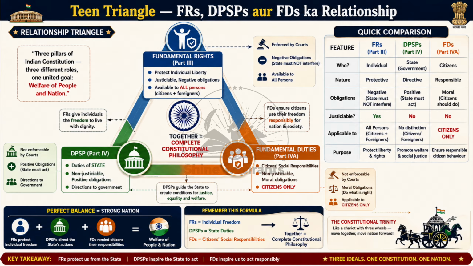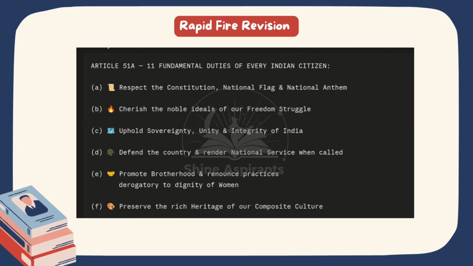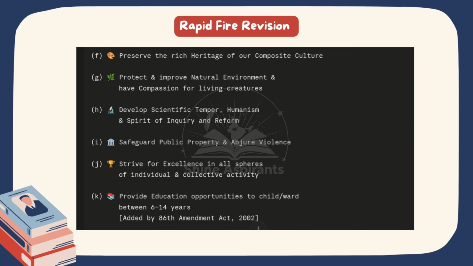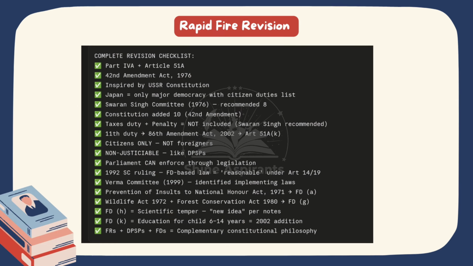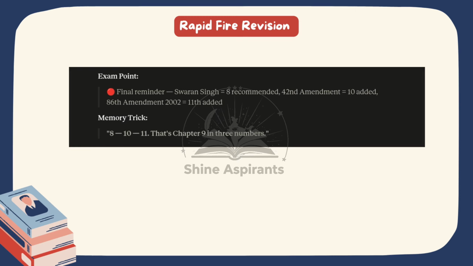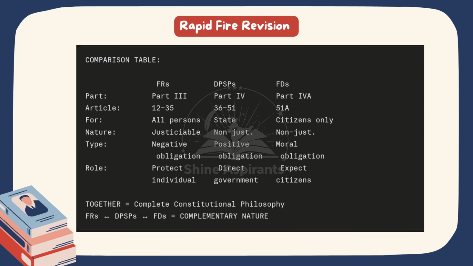Rapid revision. Chapter 9 is done. If not, rewind this video, go back to the slide you missed and revise again. This chapter gives 1 to 2 direct prelims questions in most years. In Mains GS 2, you can use fundamental duties as examples in answers on citizenship, democracy, and constitutional values. Know it thoroughly. And that is Chapter 9, Fundamental Duties, completely covered.